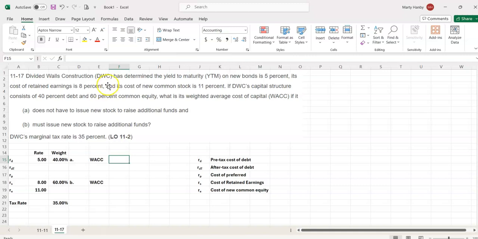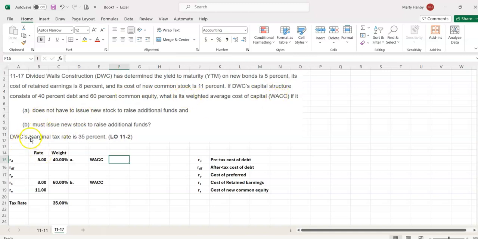So Divided Walls Construction, DWC, has a yield to maturity, YTM, on its new bonds of 5%. Its cost of retained earnings is 8%. Cost of new common equity is 11%. So if we don't issue new equity, the cost of equity is 8%. If we do, it's 11%. If DWC's capital structure consists of 40% debt and 60% common equity, what is the weighted average cost of capital?